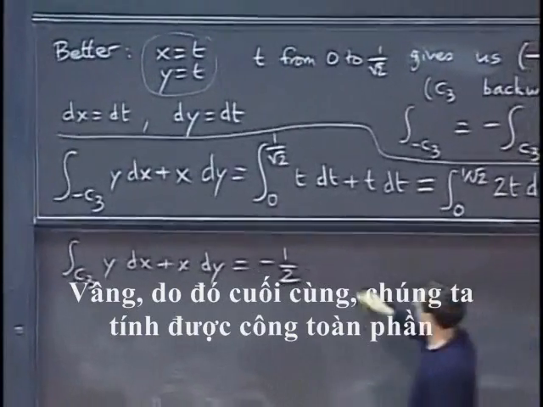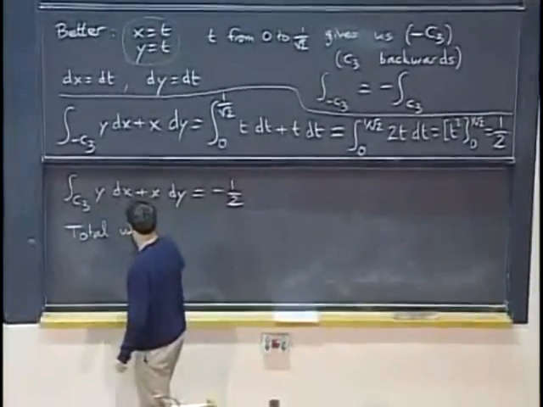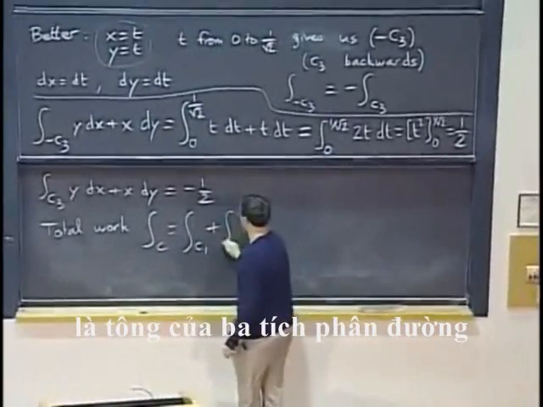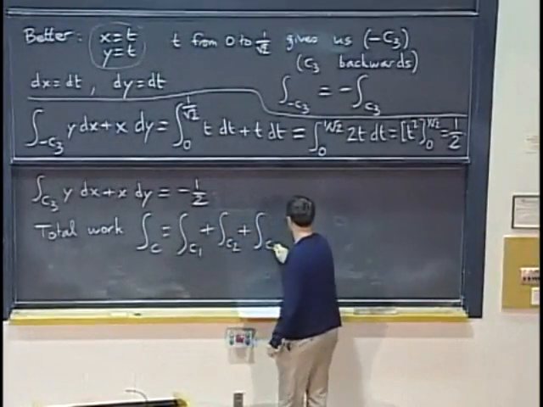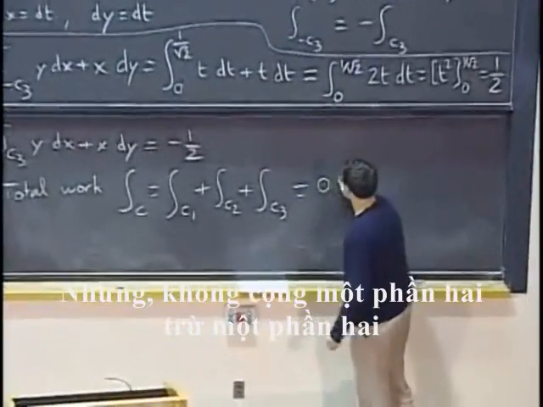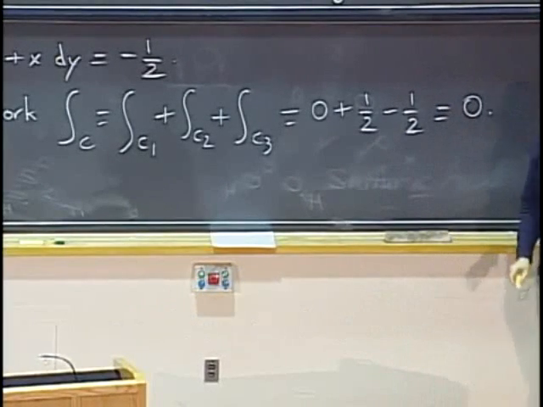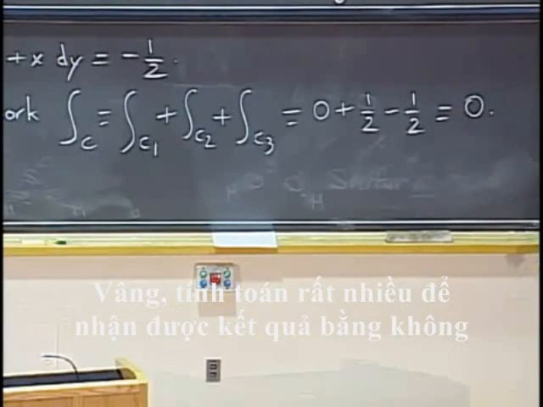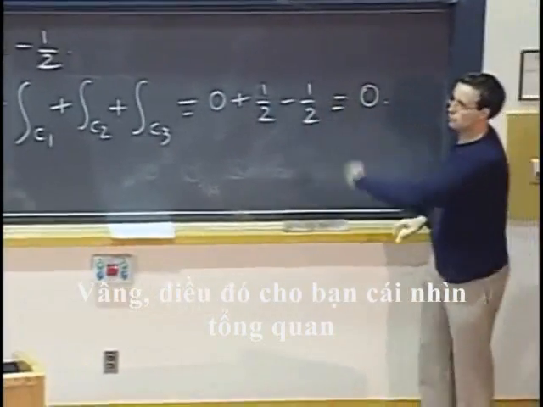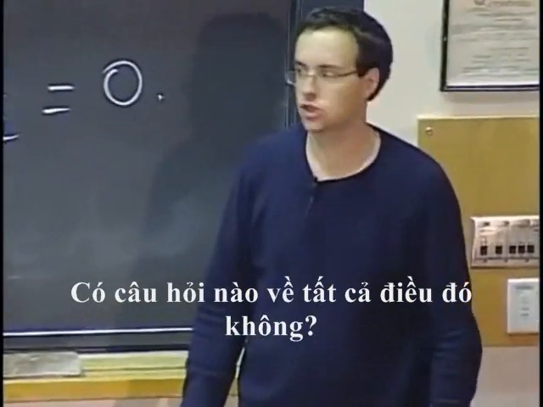Okay, so at the end, we get that the total work was the sum of the three line integrals. I'm not writing F dot dr just to save space. That's 0 plus 1/2 minus 1/2, and that comes out to 0. So a lot of calculations for nothing. Okay, so that should give you a good overview of various ways to compute line integrals. Any questions about all that?